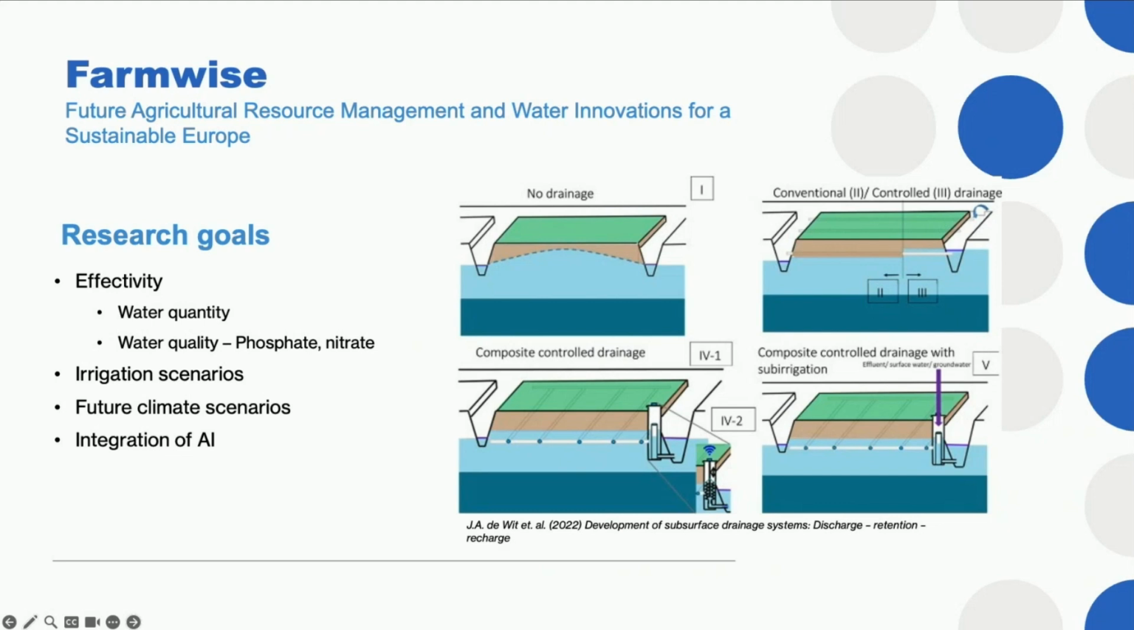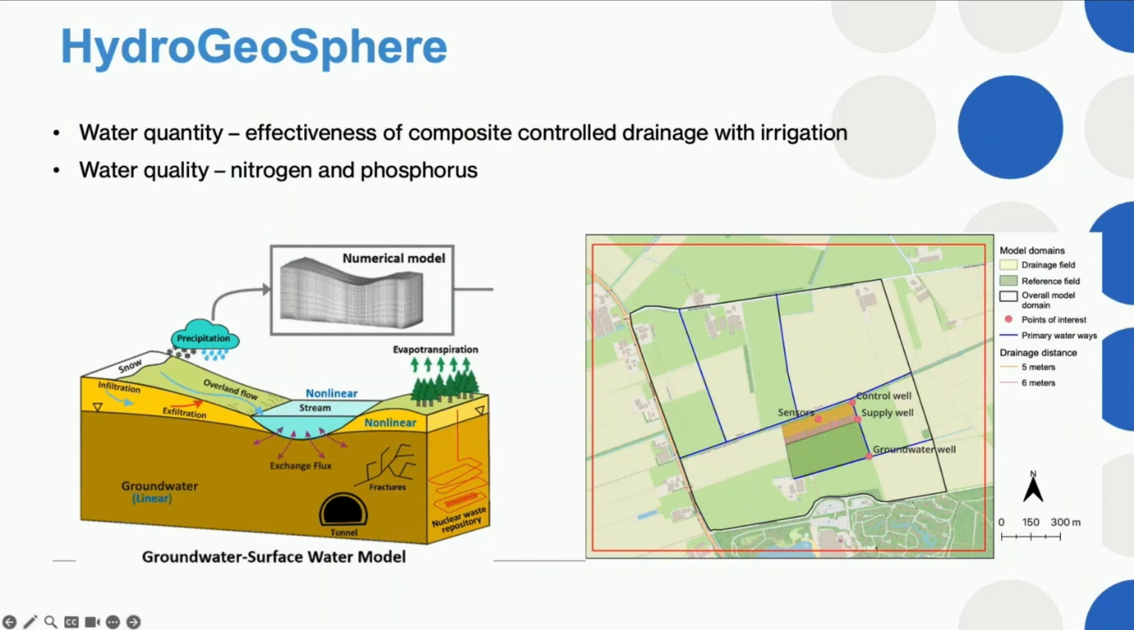There we have different scenarios that we will evaluate, different future climate scenarios. One of the objectives is also to see how we can integrate artificial intelligence to simulate part of this process. As part of my work, we're using HydroGeoSphere. I already mentioned it briefly during lunch to some of you. HydroGeoSphere is a fully coupled 3D model using surface and subsurface flow, including an unsaturated zone.